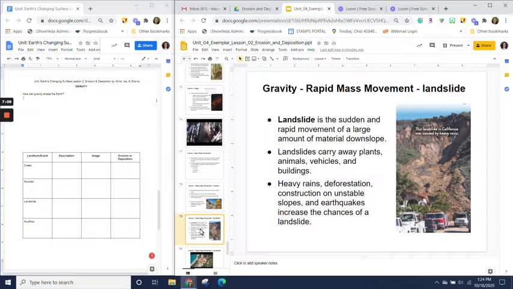Landslides. Rockfall would be an example of erosion. A landslide is a sudden and rapid movement of a large amount of material down slope. Landslides carry away plants and animals and vehicles and buildings. Heavy rains, deforestation, construction on unstable slopes, and earthquakes are all things that can increase the chance of landslides.